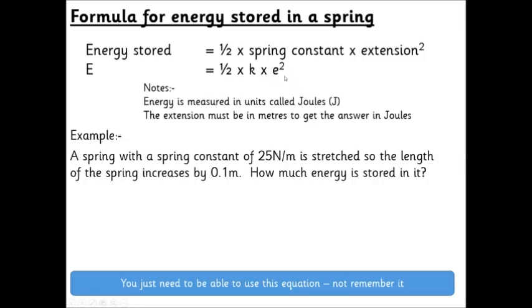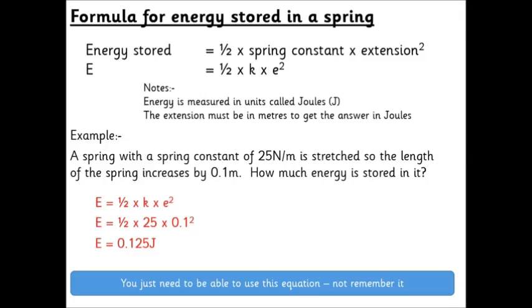So the extension's got to be in meters and the spring constant's got to be in newtons per meter. Alright, so a very quick example. A spring with a spring constant of 25 newtons per meter is stretched, so the length of the spring increases by 0.1 meters. How much energy is stored? Using our formula, let's plug some numbers in. Half the spring constant times the extension squared. If you put all that in your calculator, you'll get an energy stored of 0.125 joules.